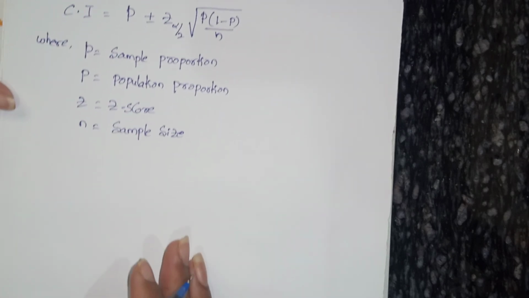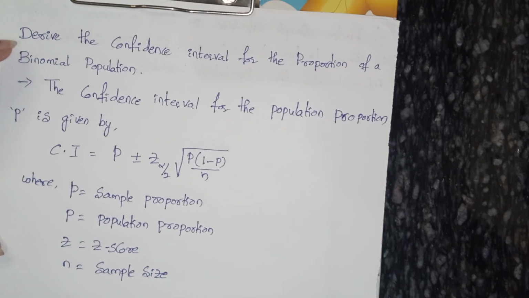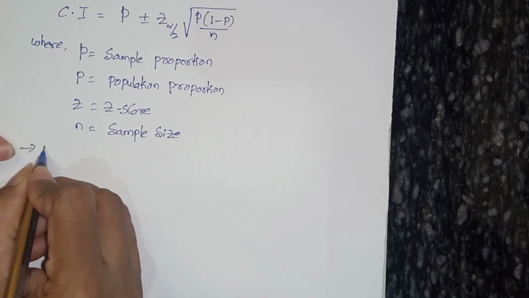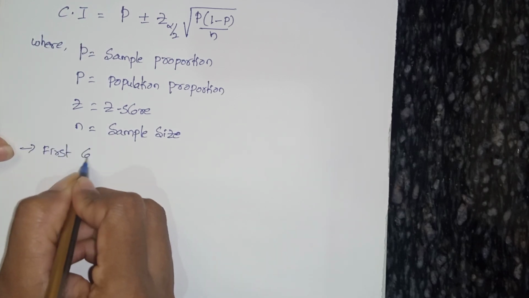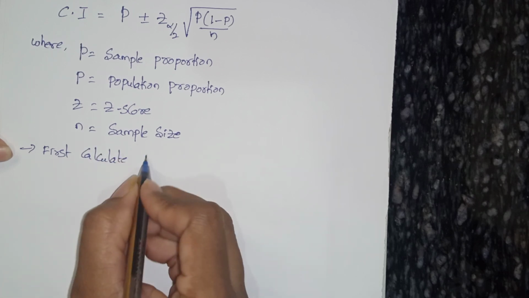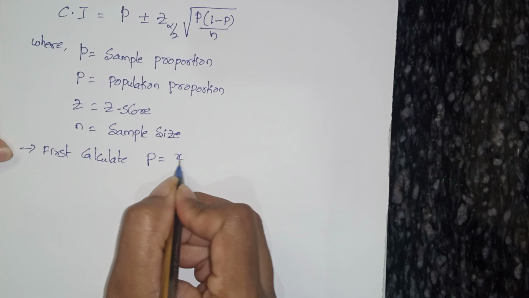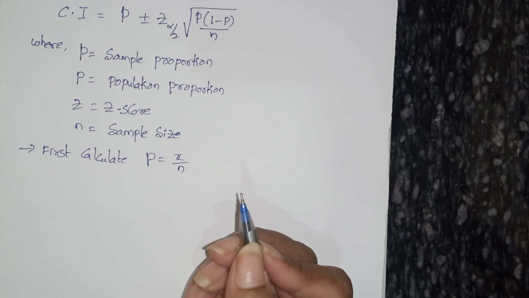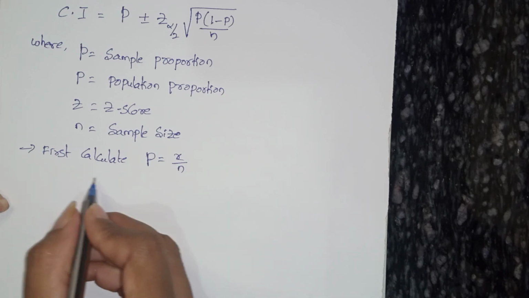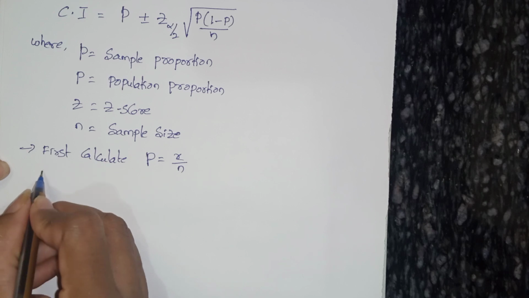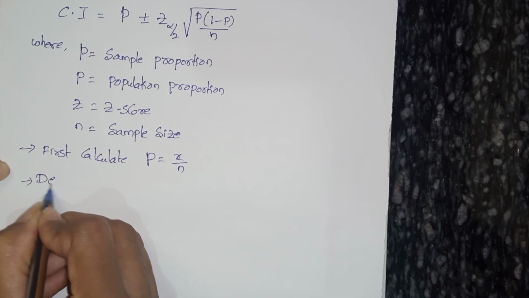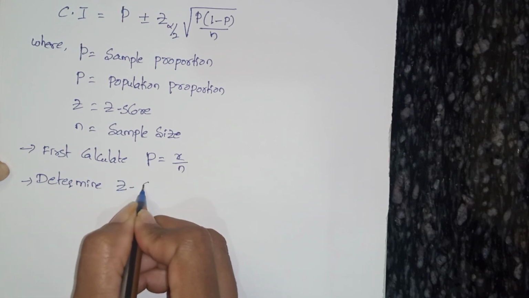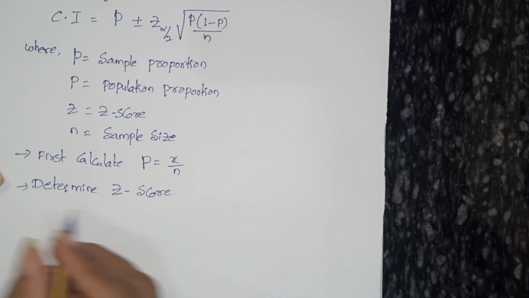The next is what they asked us to find out: derive. So first we have to calculate p equals x by n. This is small p. p equals x by n. The next, second step, is to determine the Z score. Z score in the sense what? Level of significance.